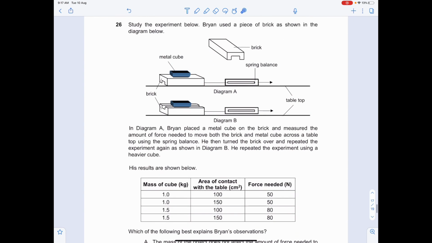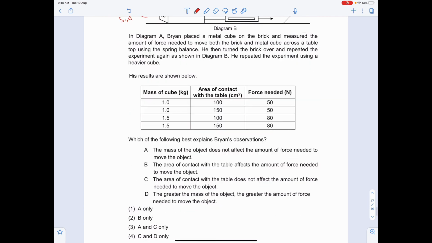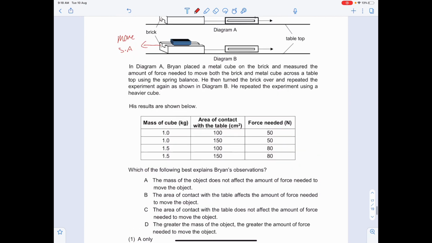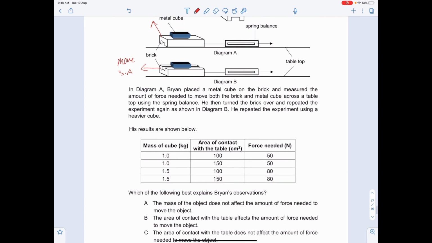So as you can see over here, the difference between A and B is that your brick is being turned into a different orientation. So the first orientation will give you less surface area in contact with the surface, and this one will give you more surface area in contact. This is the main difference. Now which of the following best explains Brian's observation? They then show you the results, and they ask which one best explains.